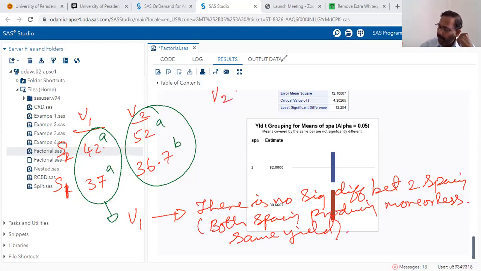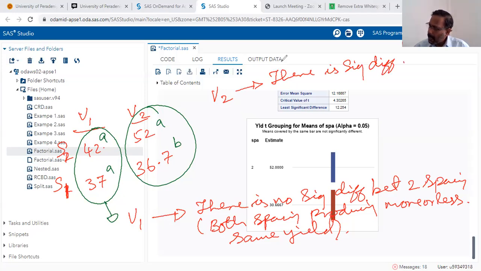If you take variety 2, which spacing produces more yield? Here we are talking about yield. So which one is better, A or B? Second spacing. Yes, the second spacing is good. So there's a significant difference in yield between the two spacings.